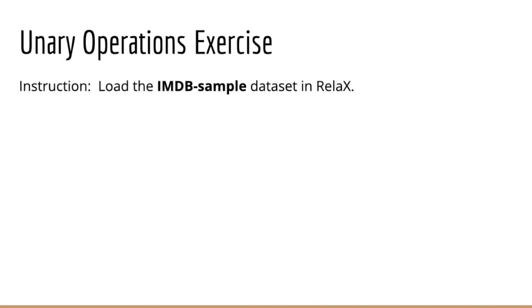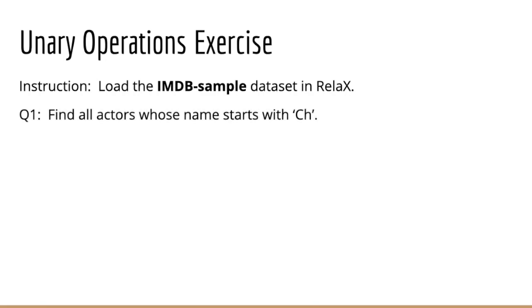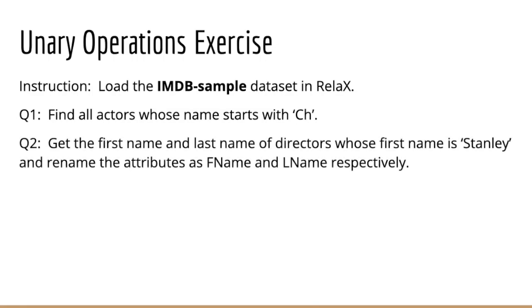In this exercise, we will be using the IMDb sample dataset in Relax. Go ahead and open the Relax calculator and load the IMDb sample dataset. For exercise number 1, you need to find all actors whose name starts with CH. For the second exercise, get the first name and last name of directors whose first name is Stanley and rename the attributes as F-name and L-name respectively. Pause this video and try to formulate your expressions on the Relax calculator. When you're done, play the video to check your answers.